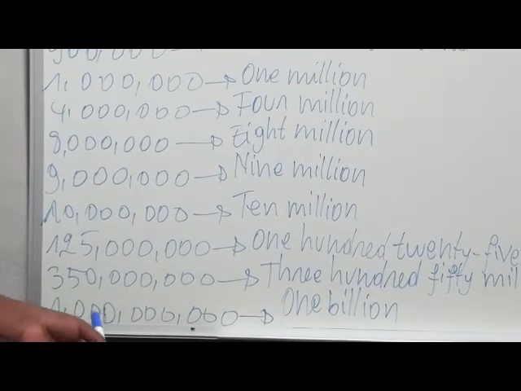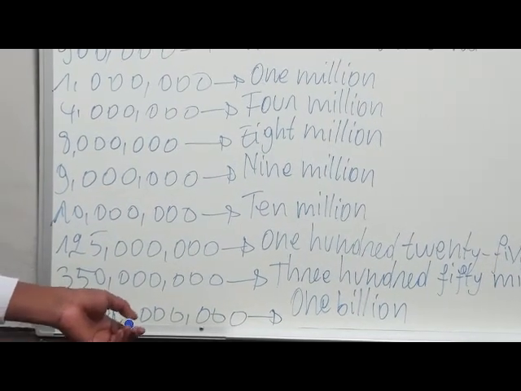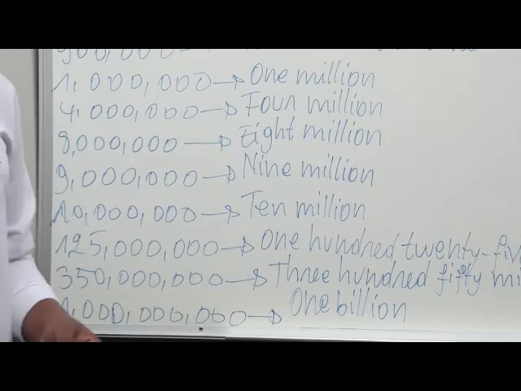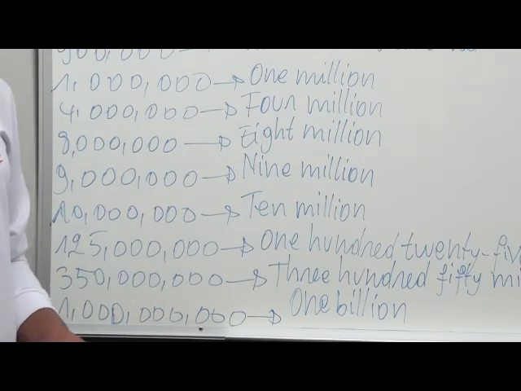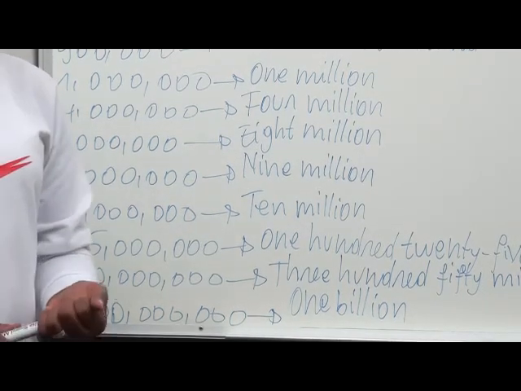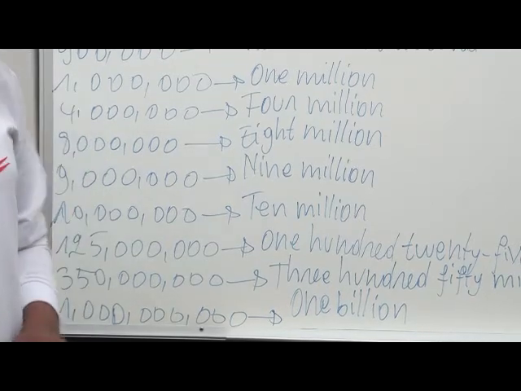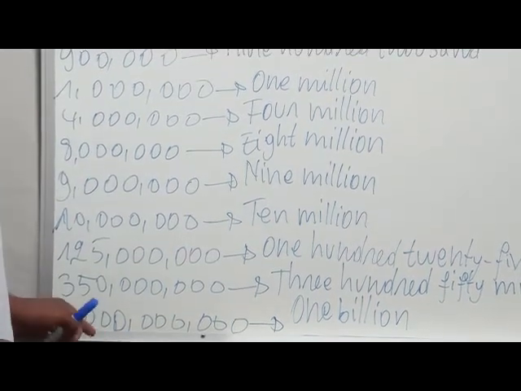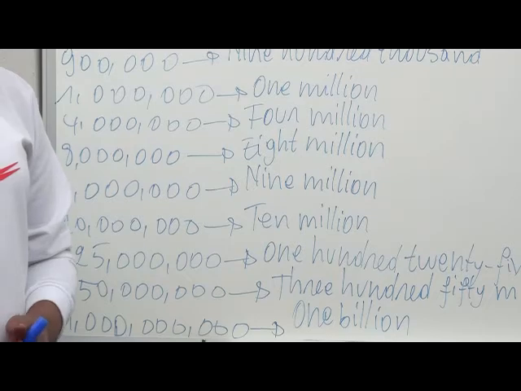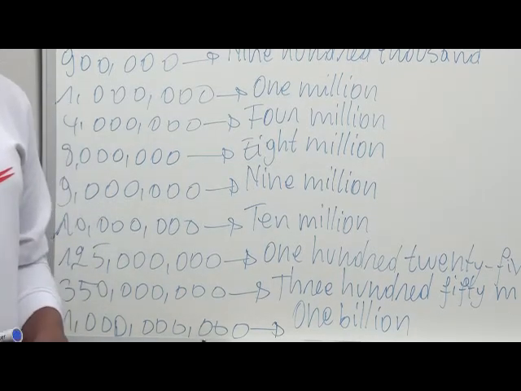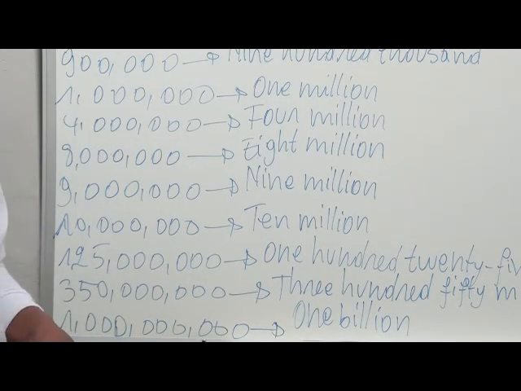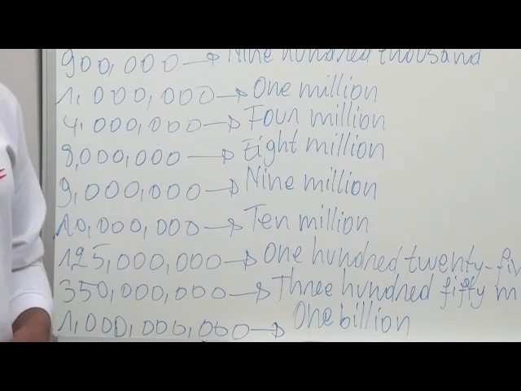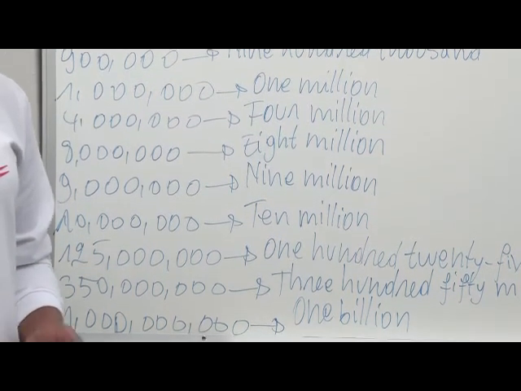The last number for today in counting is 1 with 9 zeros. When we have 9 zeros, we will read those zeros as billion.